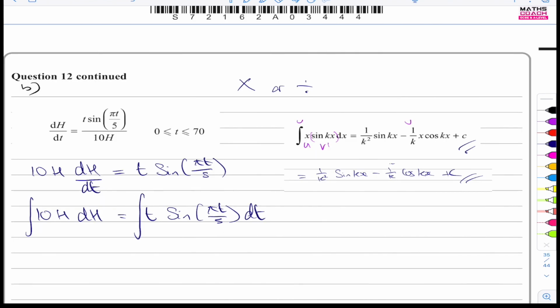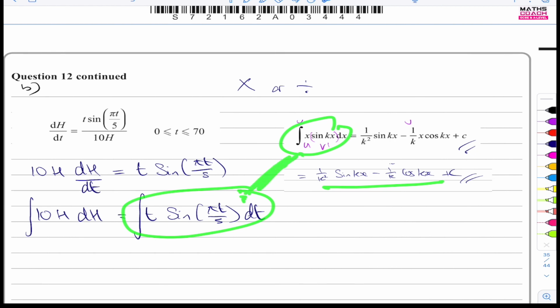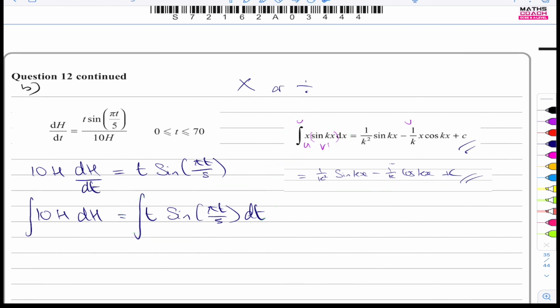Right, so from part A, we saw that the integration of x sine kx gave us this answer here. Now, if we compare this to what we have here, in order to use this answer within the next part of the question, we need to make the comparison between the two and make the link. So to make this the same as this, we're basically saying that x is t. And if you look at what's inside the sine, we have kx.